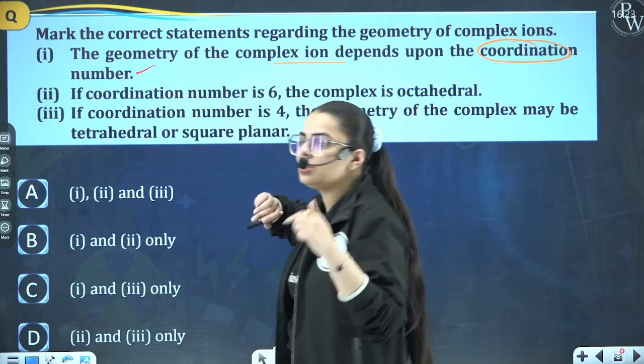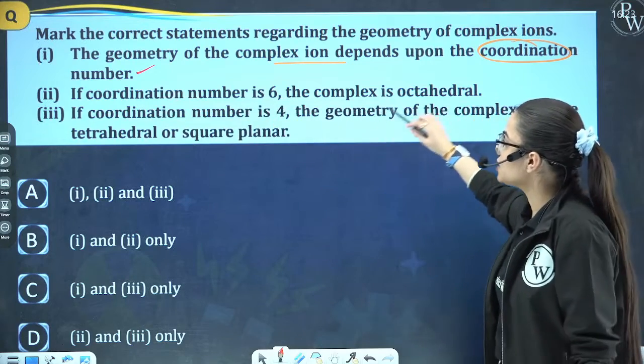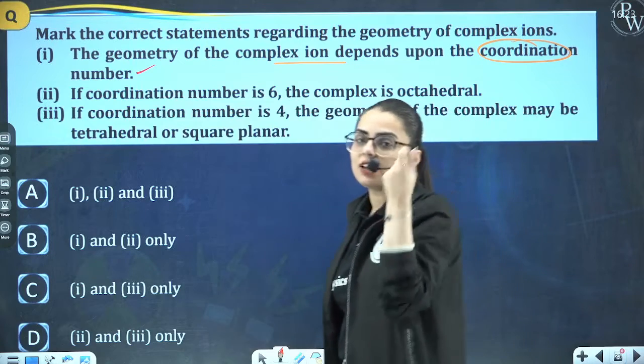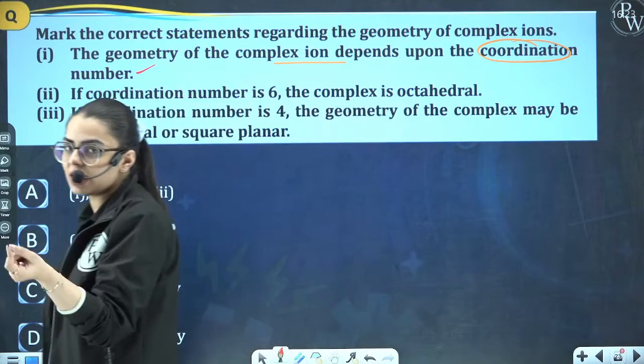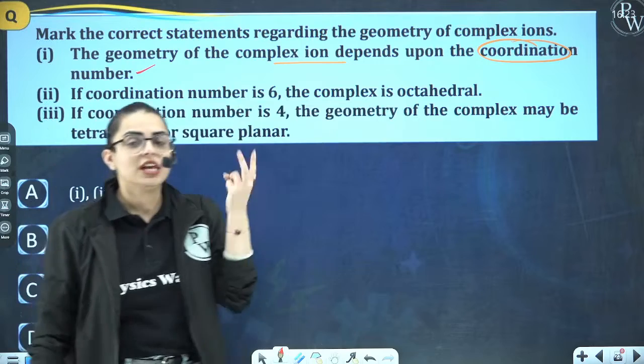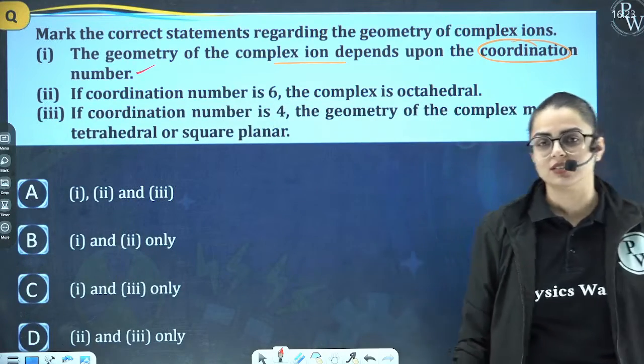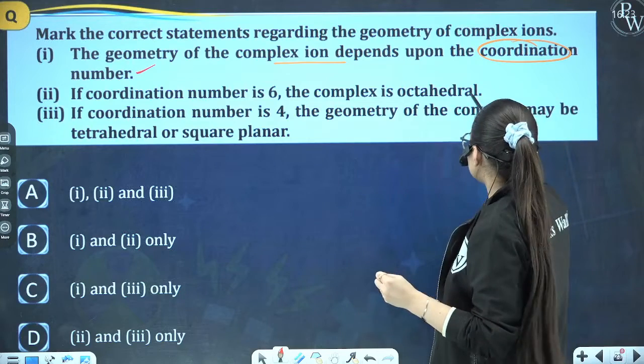Now if I talk about the second part over here, if the coordination number is 6, the complex is octahedral. Yes, I just told you, if the coordination number is 6, the geometry is octahedral. If the coordination number is 4, then two kinds of geometry can be exhibited. One is square planar, another one is tetrahedral. So yes, the second statement is also correct.